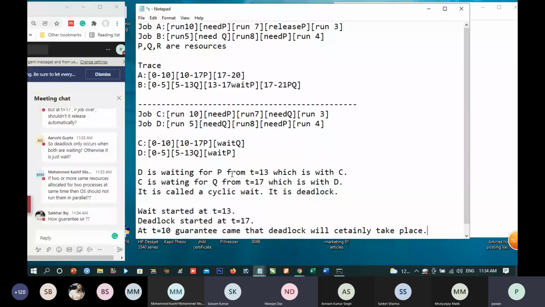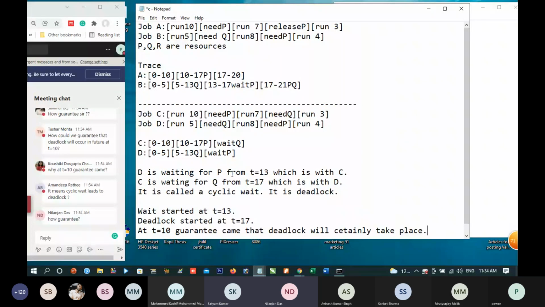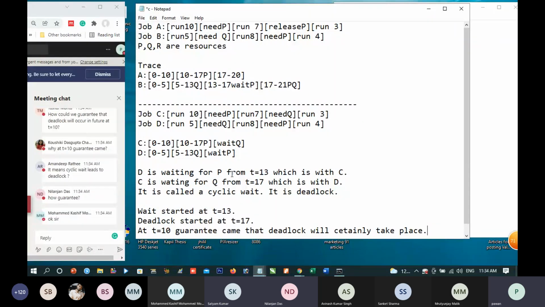No, Kasif, you are wrong. You send me a mail and I will give the reply to your question. Yes. No, at t equal to 10, yes. Using Banker's algorithm, the guarantee came at t equal to 10.